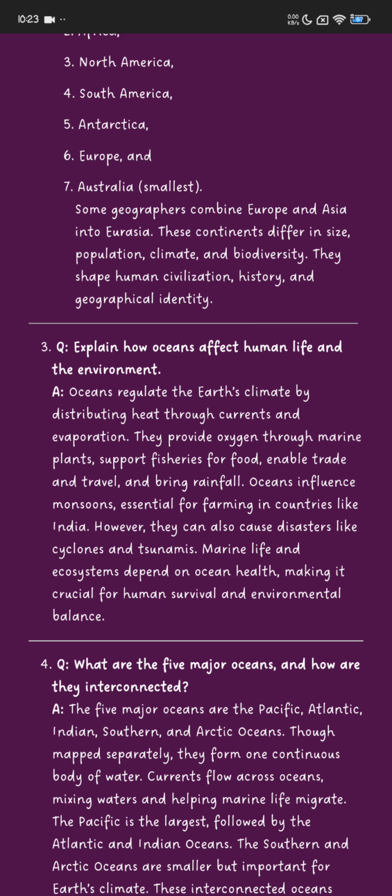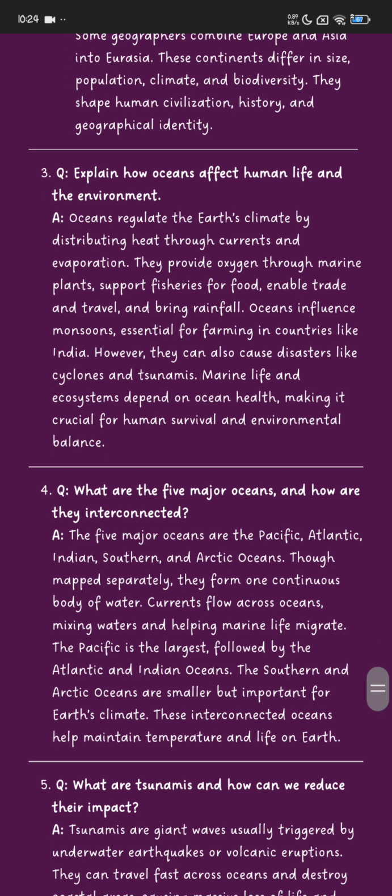Oceans influence monsoons, essential for farming in countries like India. However, they can also cause disasters like cyclones and tsunamis. Marine life and ecosystems depend on ocean health, making it crucial for human survival and environmental balance.